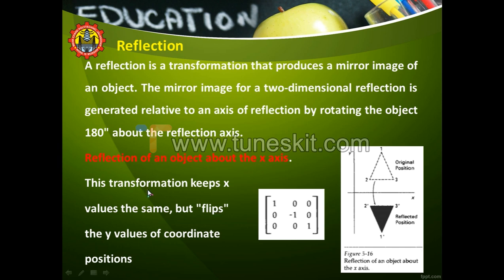Look at this. This transformation keeps x values the same but flips the value of the y coordinate. This means for this vertex, this second vertex and this third vertex, we keep their x values as they are, but for the value of y we put a minus sign. That means we flip the y values. Flip means you put a minus sign with their values, and then it generates a reflected position.